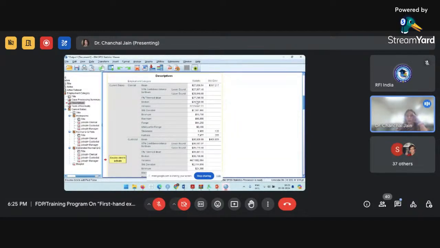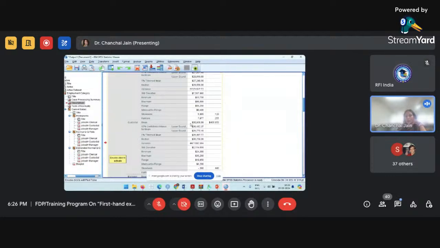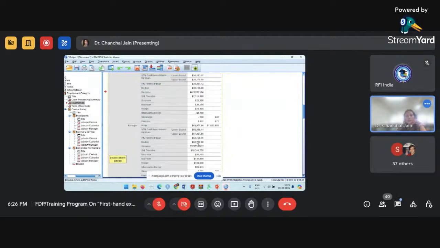You can compare the mean with the median. If you compare the mean and median for the clerical staff category, you can find that there is a good amount of difference. Similarly, for the custodial, if you compare the mean salary and the median salary, you can find the difference is very small, right? Then in the manager category, if you see the mean and median, the difference is again high, right?